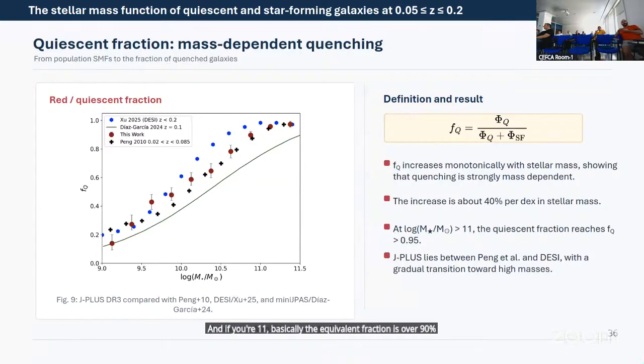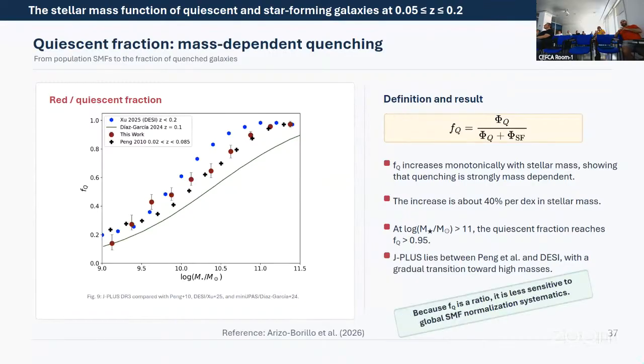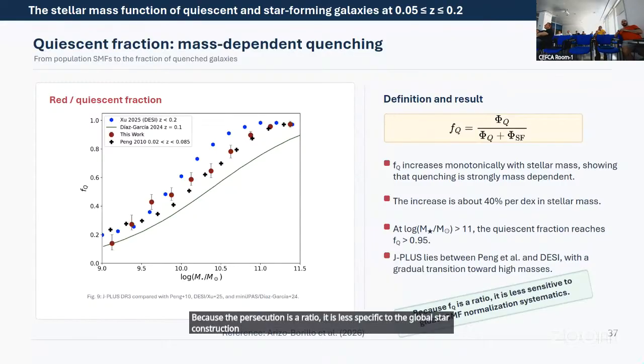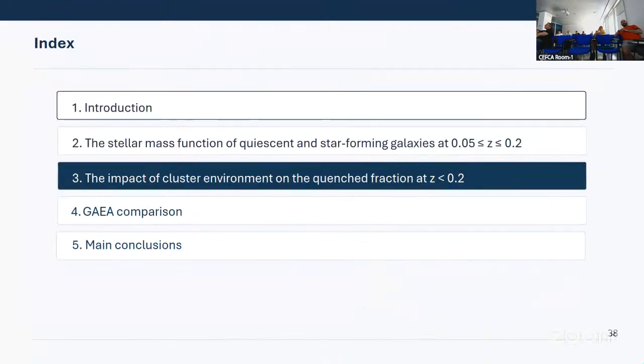And we have an increase of 40% per decade in stellar mass, which is the normal trend. And the important thing here for next studies of the environment is that because the quenched fraction is a ratio, it is less sensitive to the global stellar mass function and to the normalization systematic.